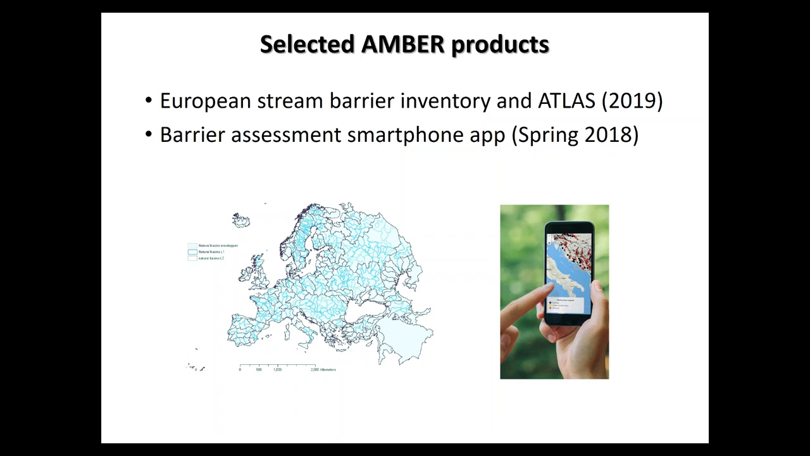One product will be the first European stream barrier inventory and atlas that will be delivered in 2019, that will provide the first most complete picture of river fragmentation of European rivers in a consistent manner across Europe. Another product is a barrier assessment smartphone app that will be released next spring 2018, and that aims at supporting the assessment of river continuity, but it is also a tool to involve people, citizens, contributing in the assessment of river continuity.